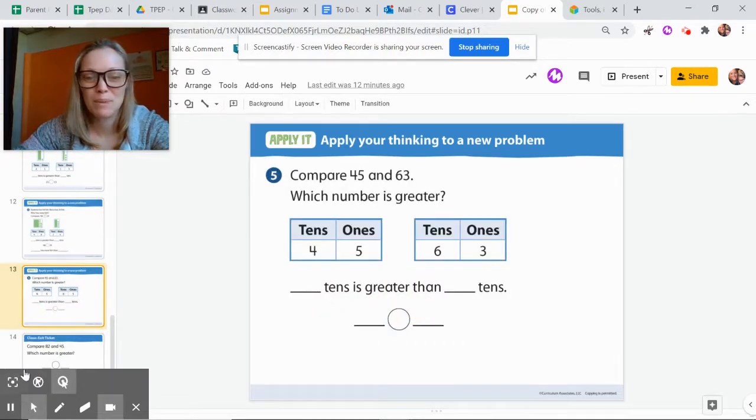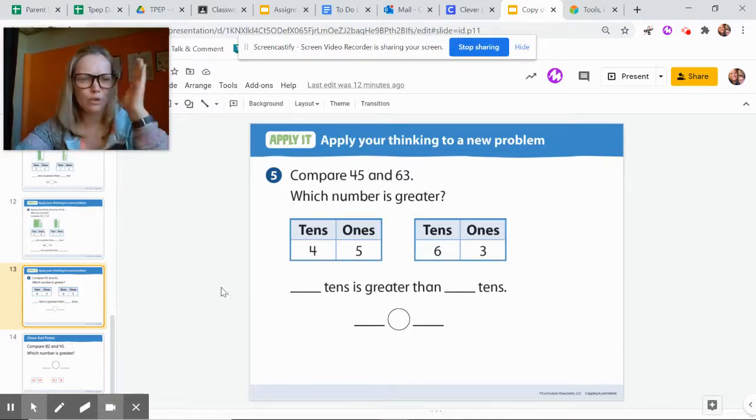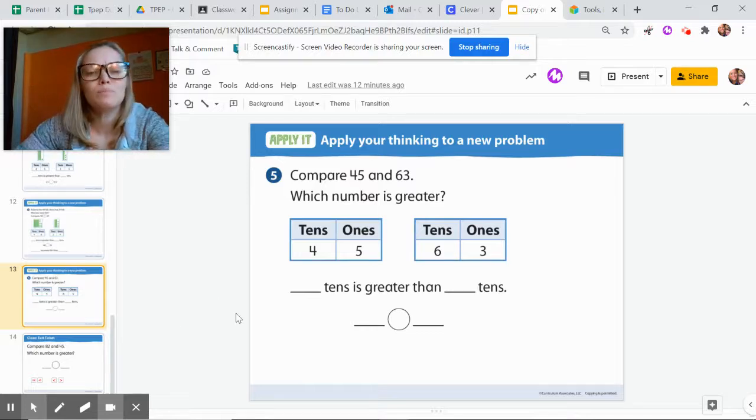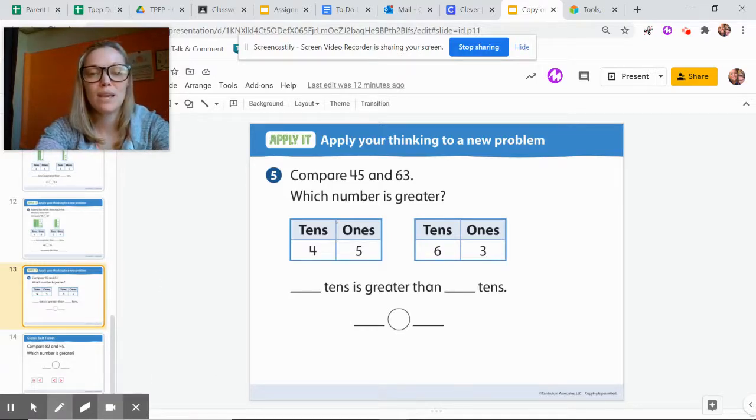And our last problem, number 5, compare 45 and 63. Which number is greater? I want you to see if you could do this on your own and make sure you look from the left to the right. Then come back and check your work with me. So if I'm looking at the numbers 45 and 63, there's 4 tens, 5 ones, 6 tens, 3 ones. I'm going to start on the left and then go this way if I need to.